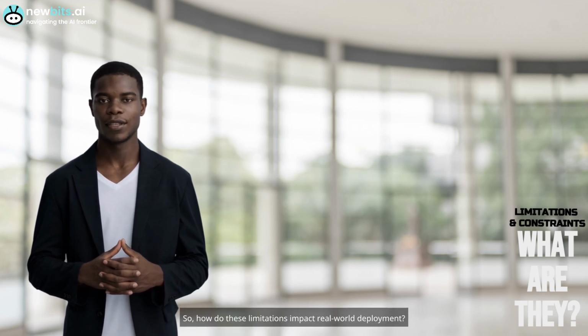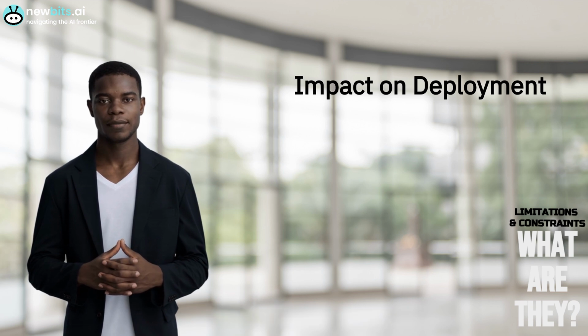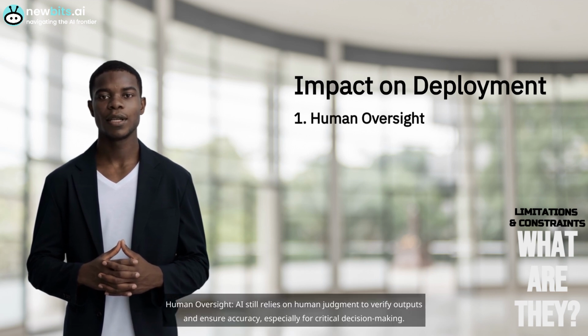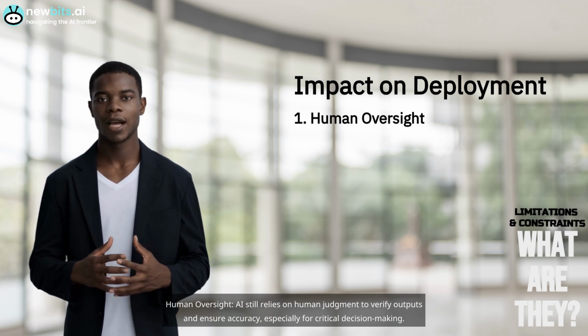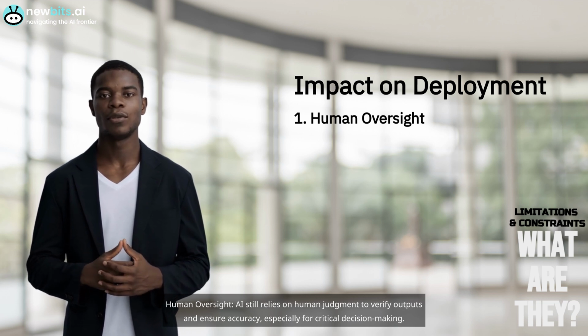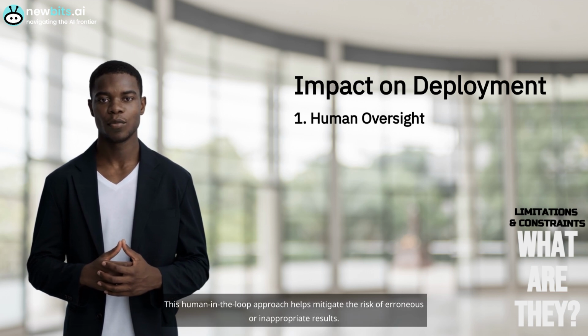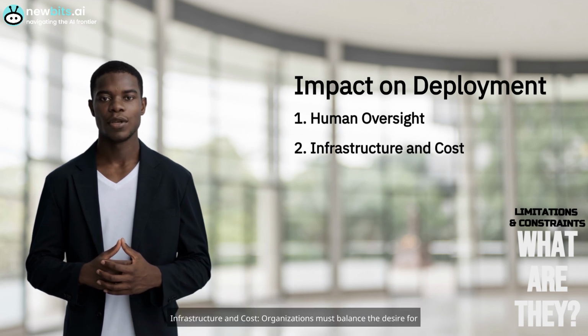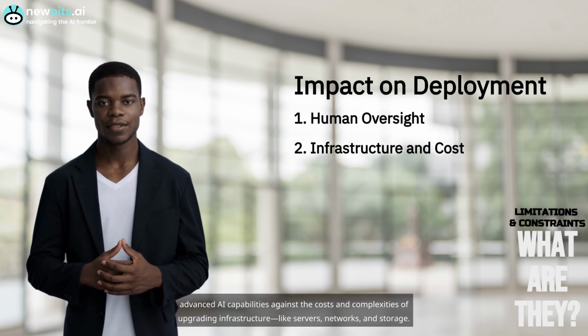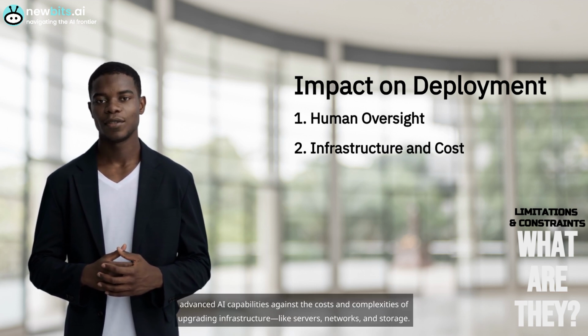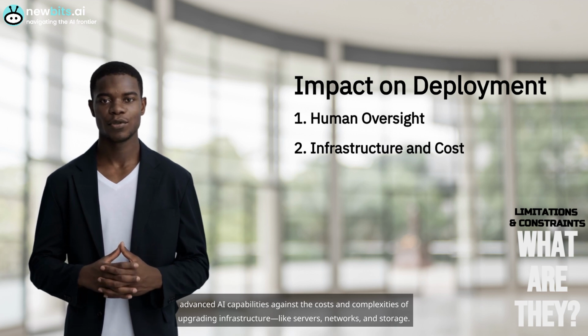So, how do these limitations impact real-world deployment? 1. Human oversight. AI still relies on human judgment to verify outputs and ensure accuracy, especially for critical decision-making. This human-in-the-loop approach helps mitigate the risk of erroneous or inappropriate results. 2. Infrastructure and cost. Organizations must balance the desire for advanced AI capabilities against the costs and complexities of upgrading infrastructure, like servers, networks, and storage.